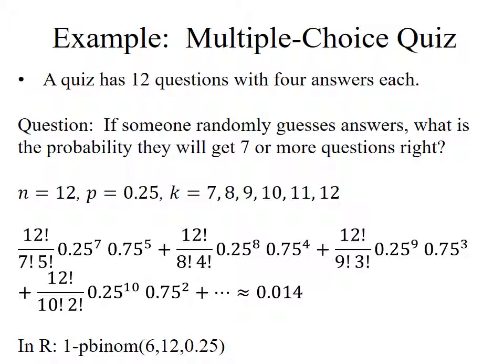I have to take 100%, 1, and subtract off the probability of getting 6 successes, or 5 successes, or 4 successes, or 3 successes, or 2 successes, or 1 success, or 0 successes. And that's what pbinom gives me. So I do 1 minus pbinom of 6, 12, 0.25, and that will allow me to calculate that this is not very likely. Maybe the minimum passing score on the quiz is 7 or better out of 12. Not very likely, only a 1.4% chance of that happening.